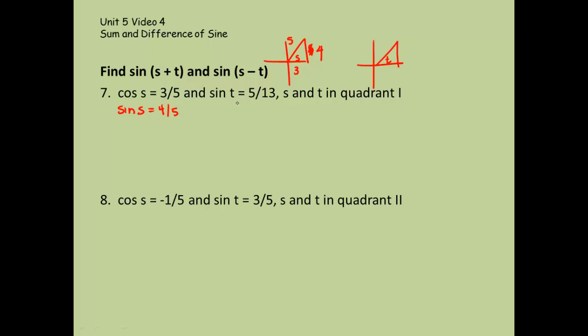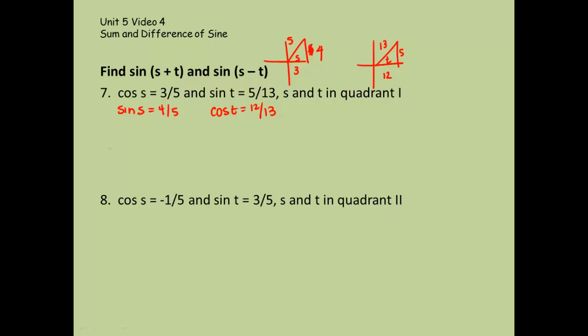It tells us that the sine of T is 5/13, and when I do the Pythagorean theorem, I end up with a 12, which makes my cosine of T 12/13. I know I went a little fast on that, but those are actually using our triangle triples from geometry, our 3, 4, 5, and our 5, 12, 13. And if you do the Pythagorean theorem, you'll find just that. Because they're in quadrant 1, everything is positive.